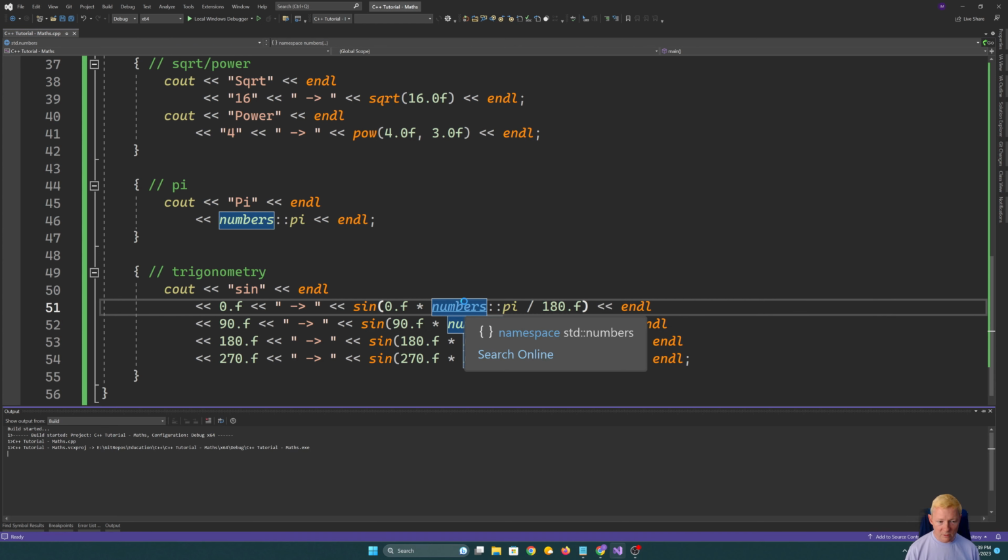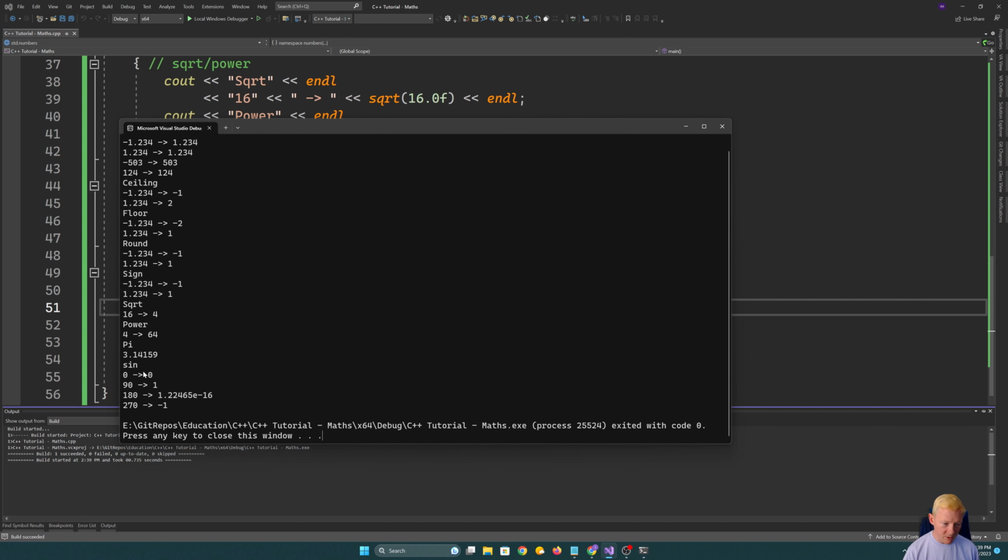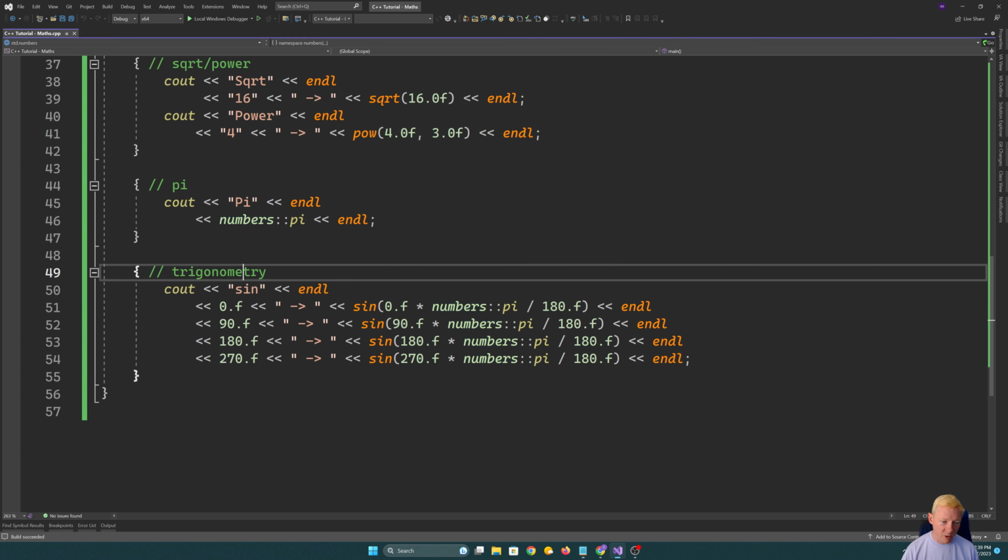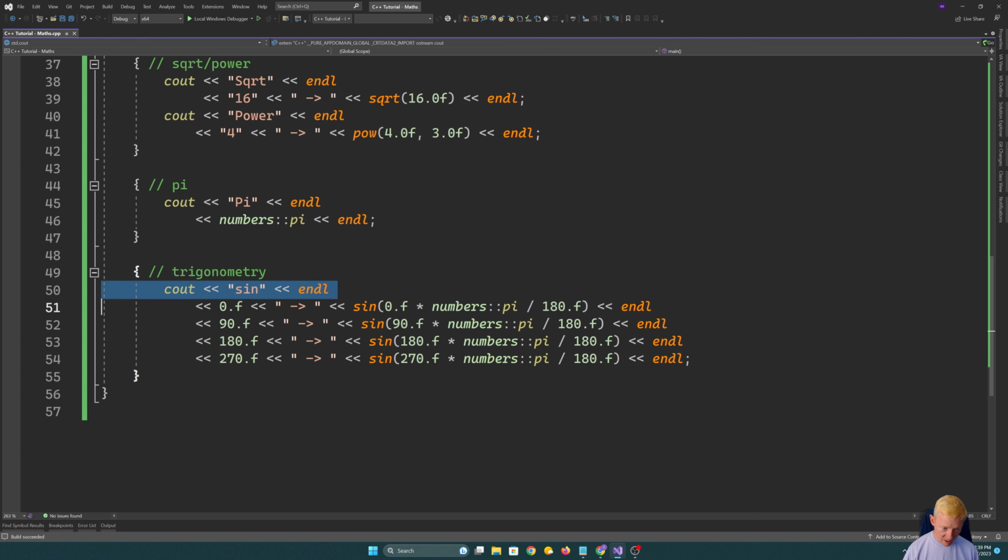And now we should see the expected values. 0 gives us 0, 90, 180, that is 1 by 10 to the minus 16. So it's actually very, very close to 0. Technically it is 0, but this is where we're getting into floating point error. And then minus 1 has worked as well. So, okay, sine is working.